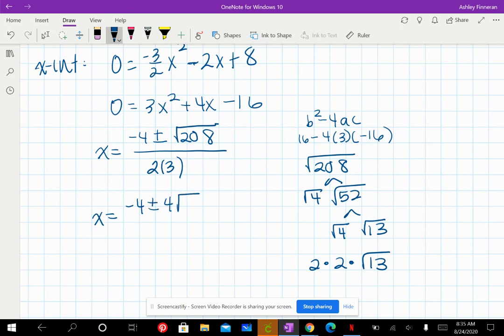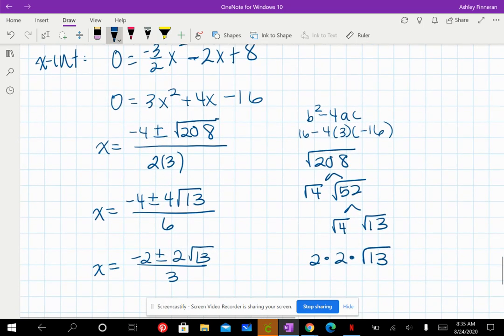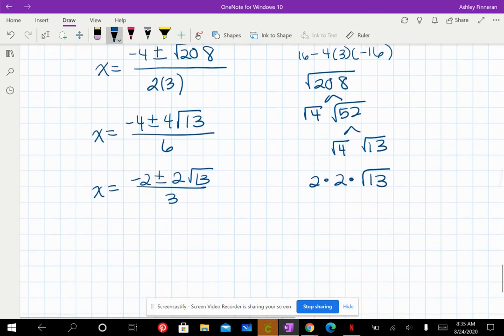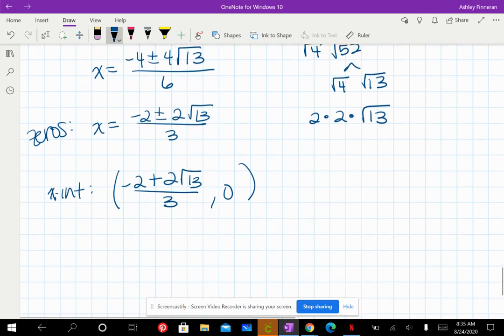I know I'm going a little bit fast here, but I hope that you remember your radical work from both geometry and algebra 1. And then we can reduce this. So divide the coefficients by 2. So I have negative 2 plus or minus 2 radical 13 all over 3. Now, had you never multiplied by 2, to be honest, when I did my notes key, I did not multiply by 2 at the very beginning of solving this, you still get the same answers. So these are your zeros. And so your x-intercepts are negative 2 plus 2 radical 13 all over 3, comma 0, and then the minus.